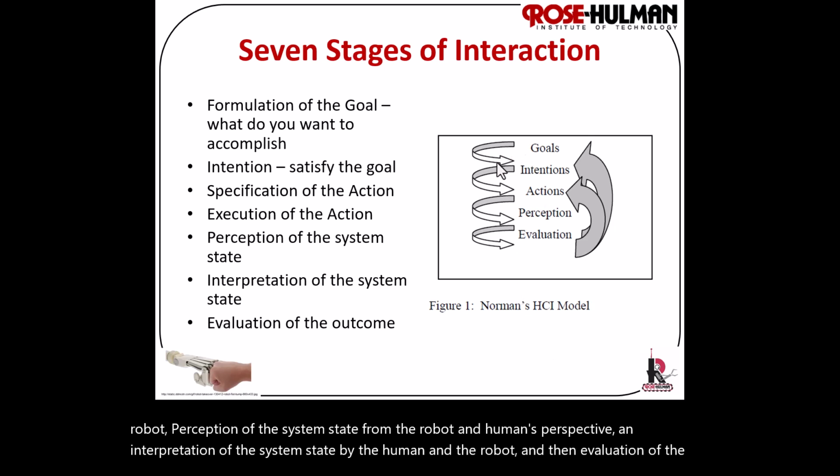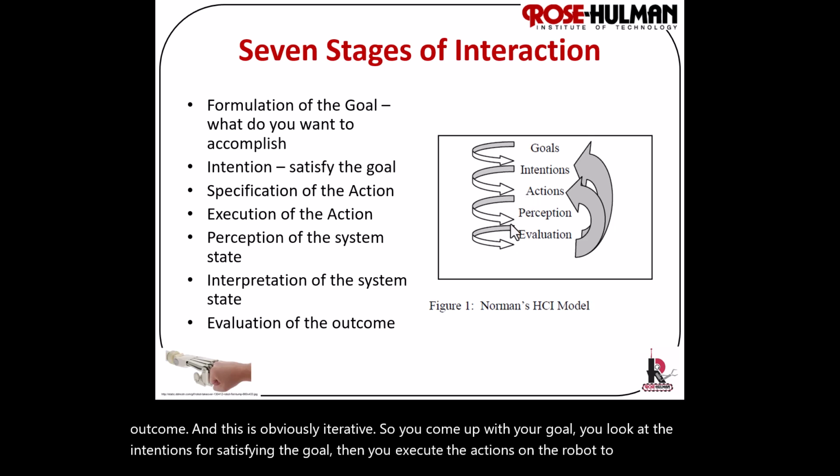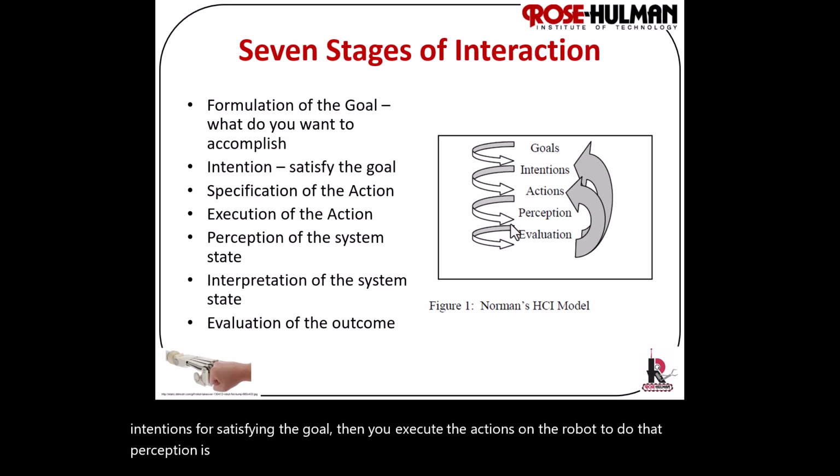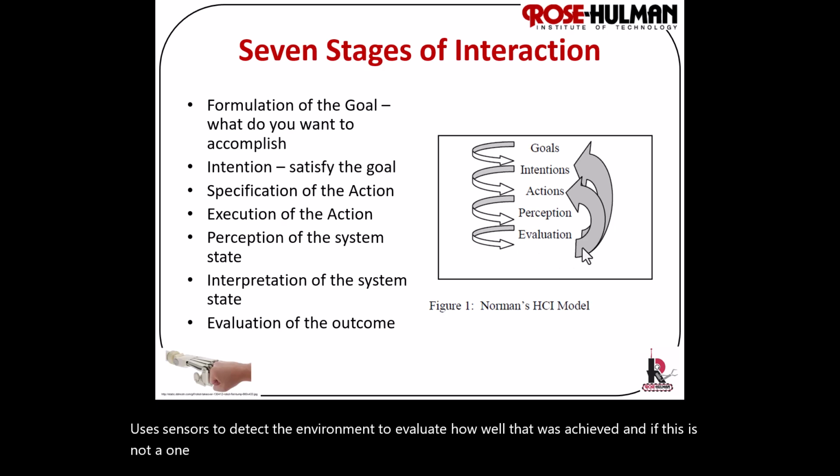And this is obviously iterative. So you come up with your goal, you look at the intentions for satisfying the goal, then you execute the actions on the robot to do that. Perception is now where the robot uses sensors to detect the environment to evaluate how well that was achieved. And if this is not 100% or satisfactorily achieved, it then has to go back through those 7 stages of interaction.